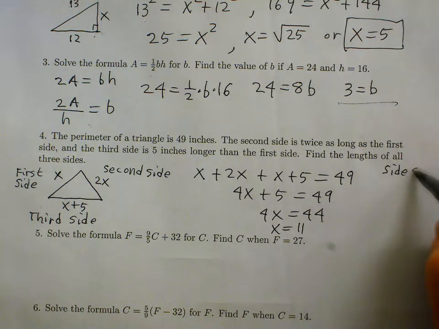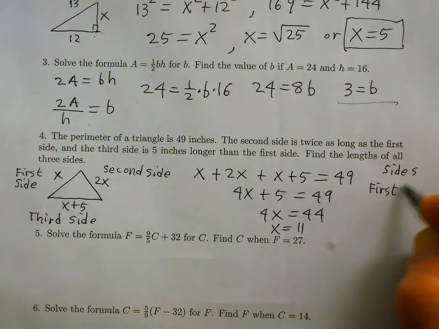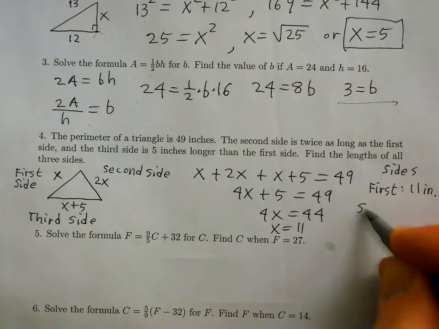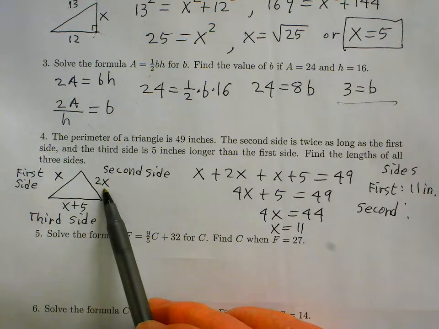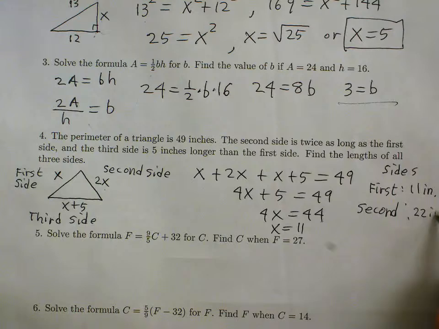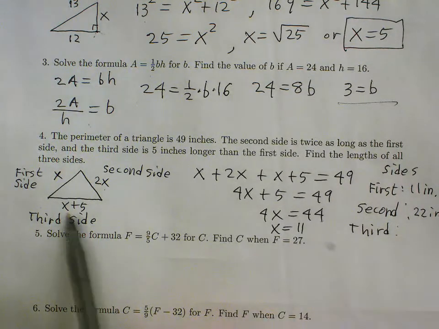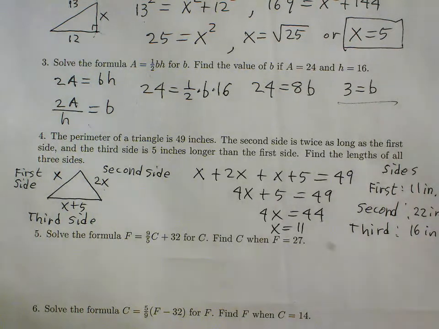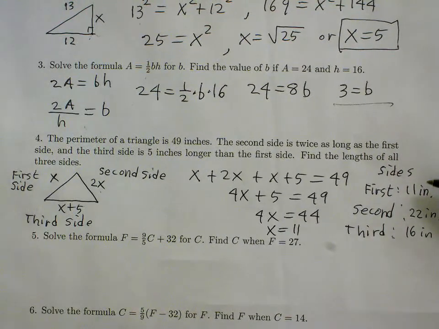So we can summarize our results. The first side is 11 inches. The second side is twice as long as the first side, so the second side is 22 inches. And then the third side, it's x plus 5, so 11 plus 5 is 16. And you can visually check that when you add 11 to 22 to 16, you get a total of 49.